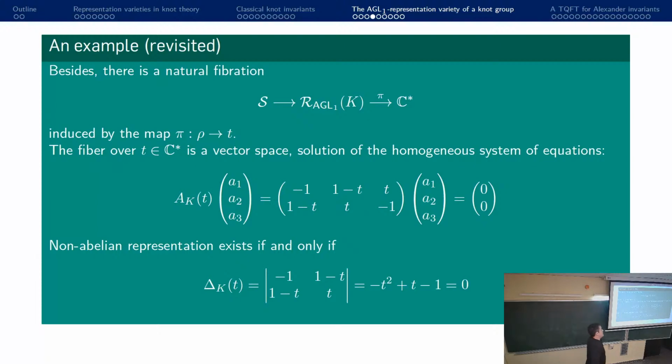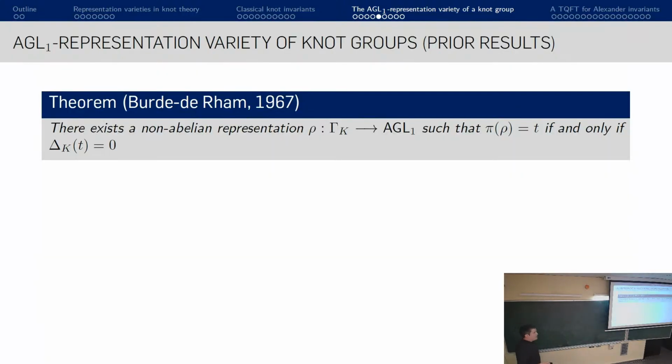This is not entirely new. The first time that you try to do this computation, this has to be known, and it's an old theorem by de Rham and Burde. But the thing is that, in my personal opinion, it should be more advertised. Alexander polynomials codify non-abelian representations. The language is: you get an affine non-trivial representation any time the t is a zero of the Alexander polynomial.